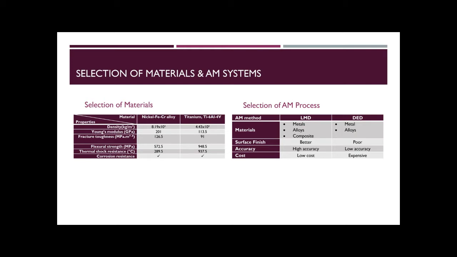Lastly, we select the AM process. We found two suitable AM processes for our turbine propeller, which are LMD and DED. Both processes can be applied to metal and alloy. However, only LMD can be applied to composite. The LMD tends to produce a better surface finish with high accuracy. Unlike the LMD, the DED will give a higher cost in producing our turbine propeller.